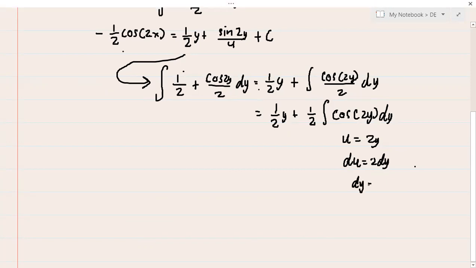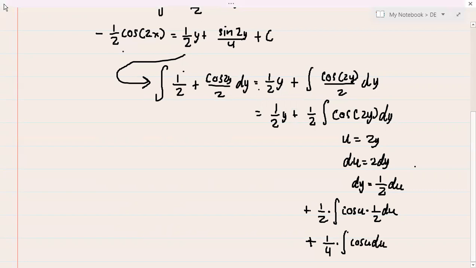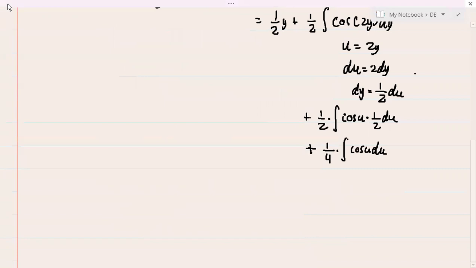So hanapin ko si dy, meron na akong 1/2 of du. So ano mangyayari? I will have 1/2 times the integral of cosine of u times yung dy ko, which is 1/2 times du. Pag kinumbine ko si 1/2 tsaka si 1/2, namumultiply sila, so I will have 1/4. Then yung integral ng cosine u times du, ang mangyayari dyan is we will have sine u, kasi ang integral ng cosine u is sine u.